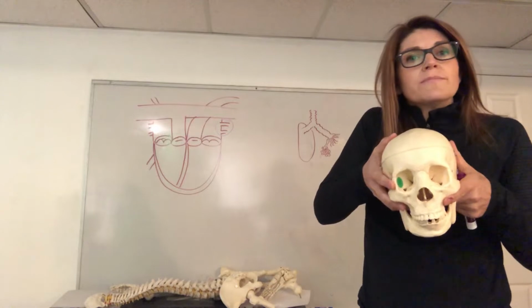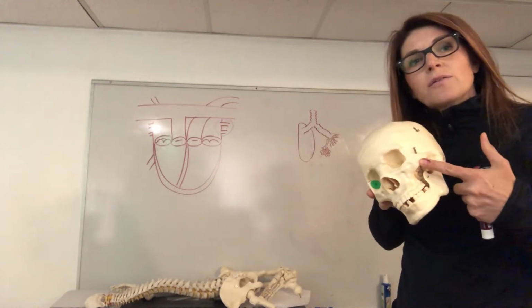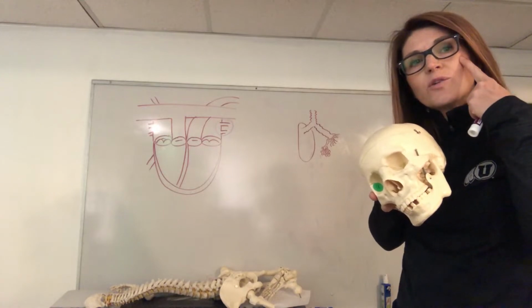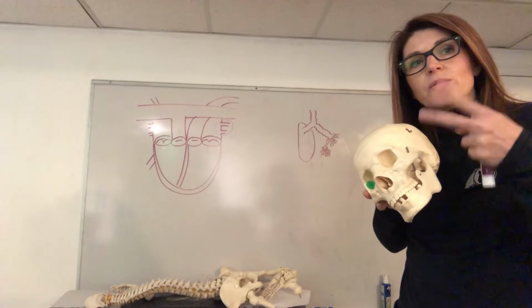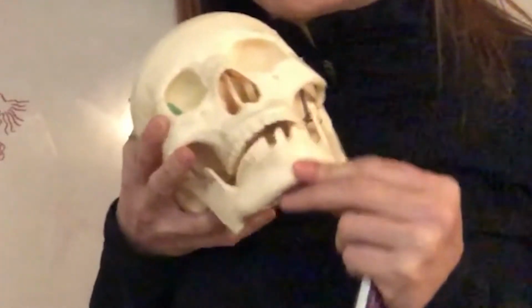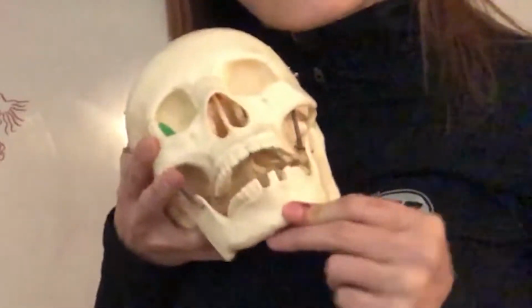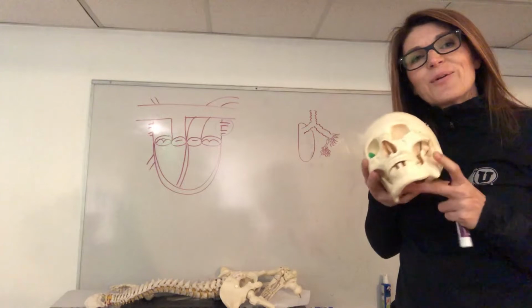Sticking with the skull, we're going to go ahead and go to this guy. So it's your cheekbone. That's the verbal clue. The cheekbone. That's number two. Number three, let's go to this guy. The movable jawbone. What is that called?